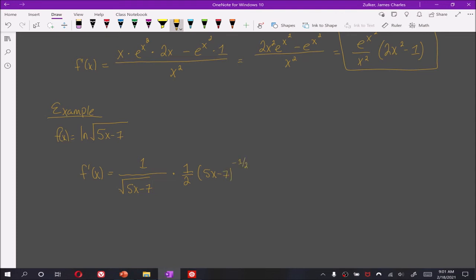Now we have to apply chain rule again and take the derivative of 5x minus 7. So when all is said and done, simplifying, we'll get 5 over 2 times 5x minus 7.